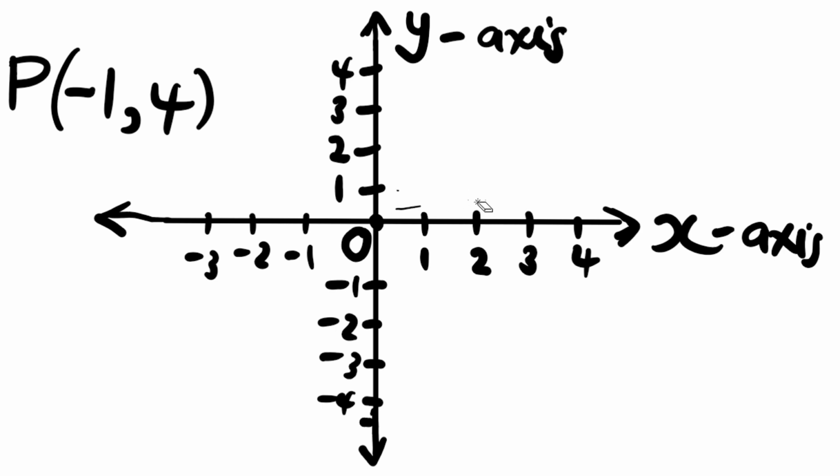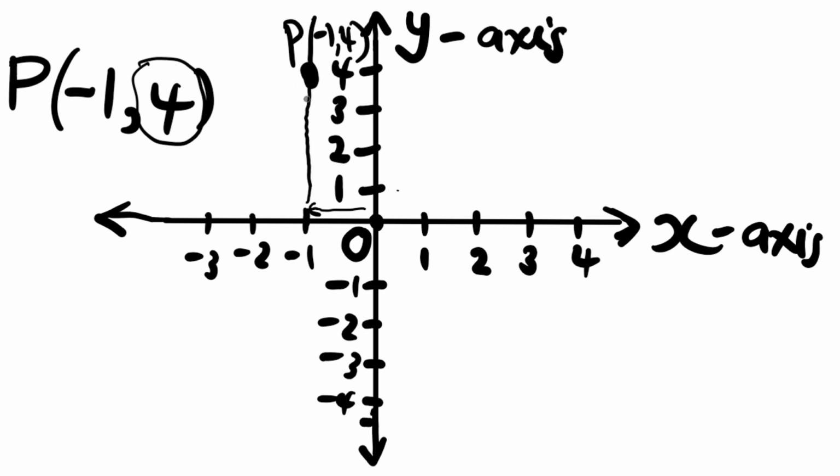Let me clean this arrow. So we mean that from the origin you have to go -1. -1 is towards this side, so from here to here. So we are here on the x-axis. Now on the y-axis, we need to move 4 steps up, so 1, 2, 3, 4. So the point is actually here. So P is here, -1 comma 4 is here. This is where it is. So now we have located the point.